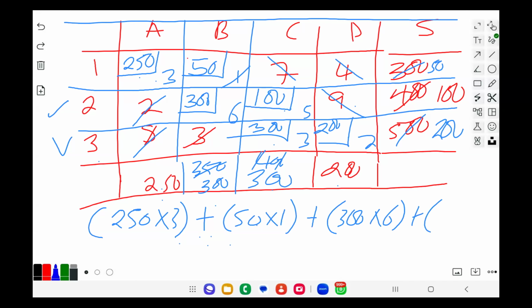We are multiplying the allocated cells, how much has been allocated times the units that are available, the weights. So you say 250 times 3 here, 50 times 1 here, 300 times 6, 500 times what? Times 5. Or 100 times 5.